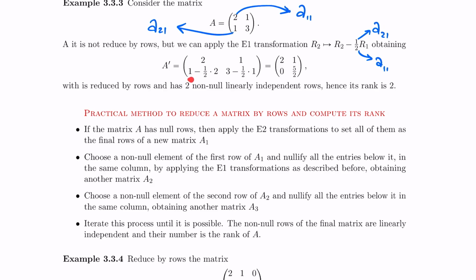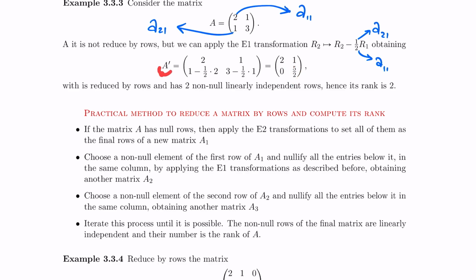Look what we have here. We have 1, that is this entry here, minus 1/2 times 2, which is A11. So 2 and 2 are erased, and we remain with 1 minus 1, which is 0. Don't forget to apply the same transformation to all the elements of the row. So we also have to transform this entry here, and we obtain 5 divided by 2.